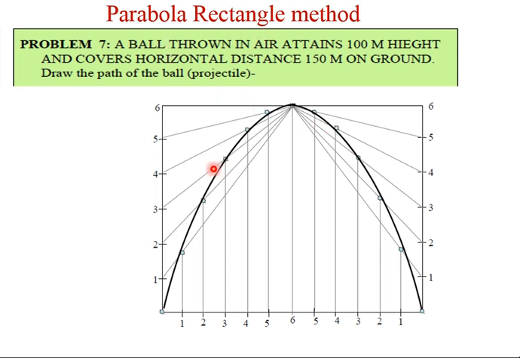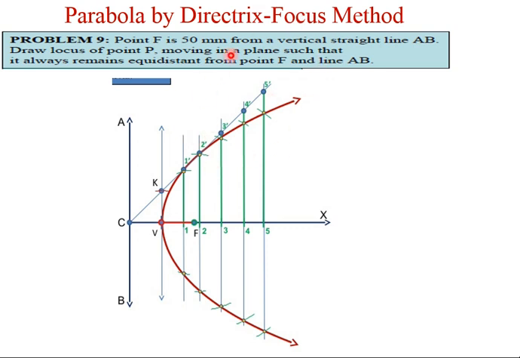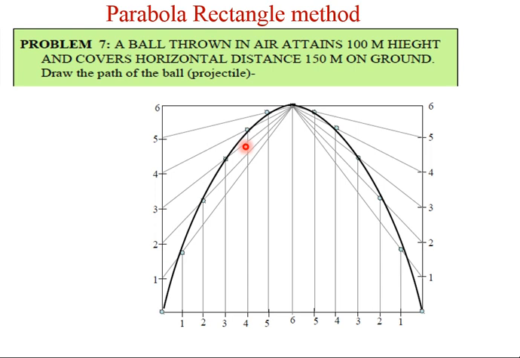I hope both these things are very clear to you: parabola by directrix focus method and parabola by rectangle method. In this, only two things are given: the total distance traveled by that particular ball, or if suppose it may be a stone or any other object, and the maximum height achieved by that ball. If it is given in millimeters, there is no need for scaling, but if it is given in meters, it is very difficult, so we have to reduce the scale, and therefore we have used the reduction type of scale here, which I already discussed in my second or third lecture in the classroom session. So I hope this is very clear to you.